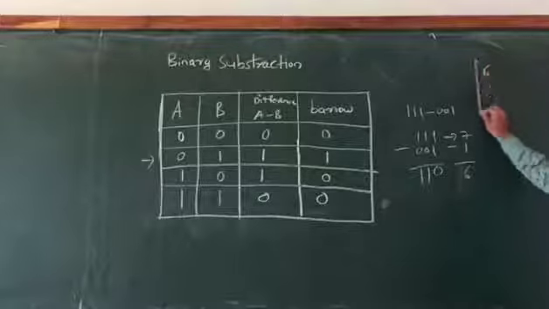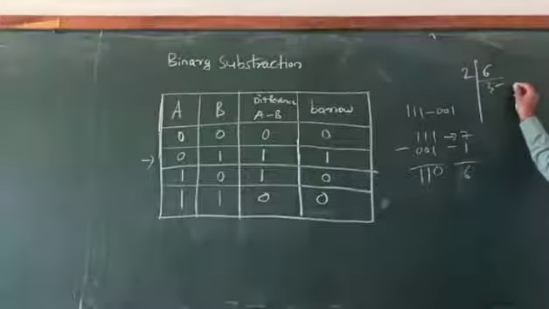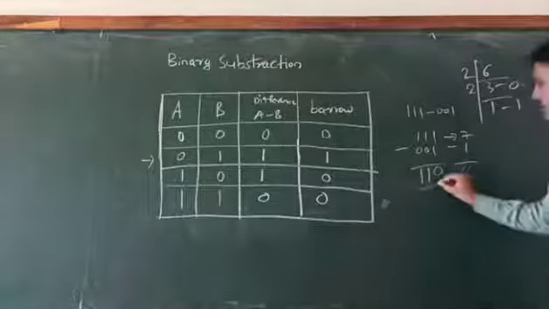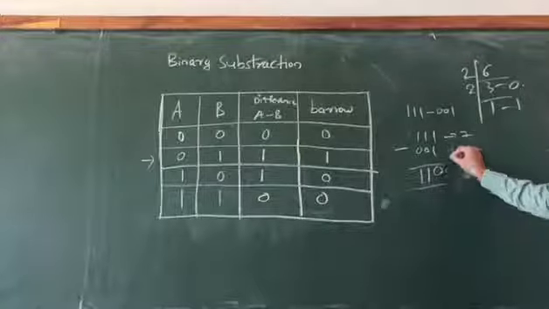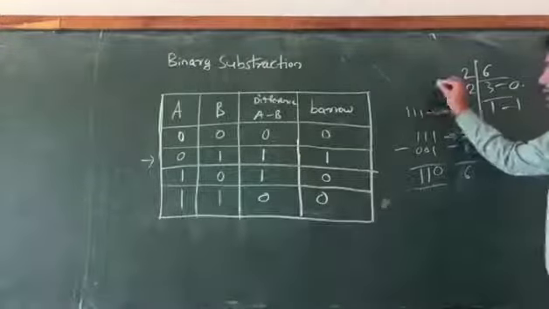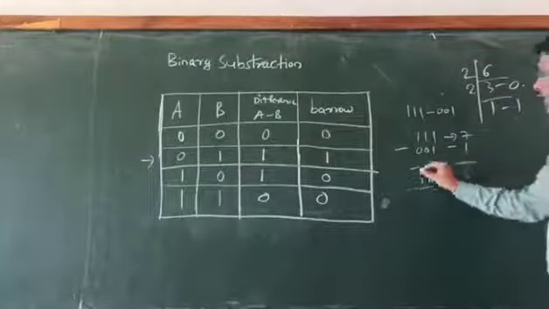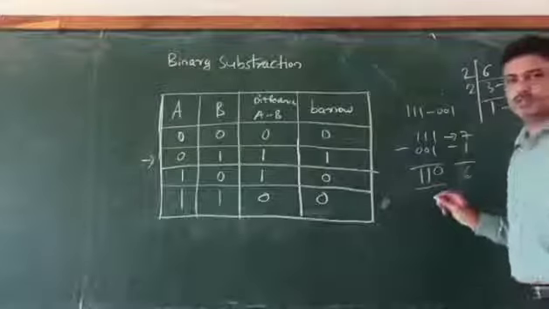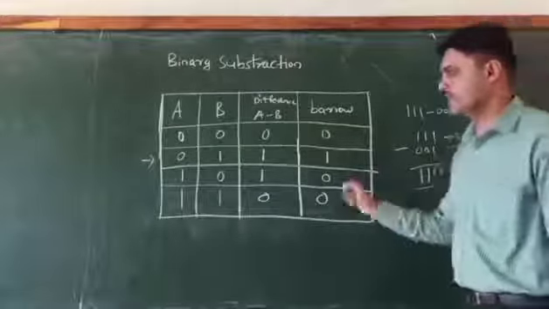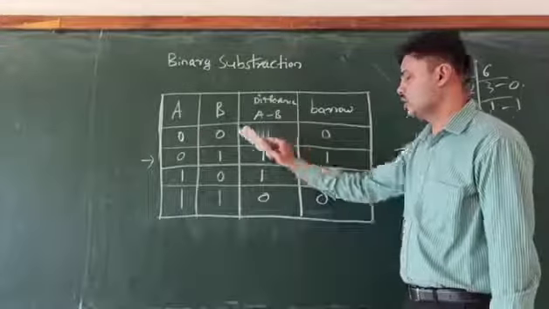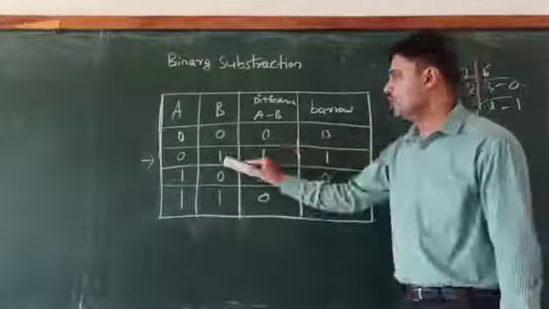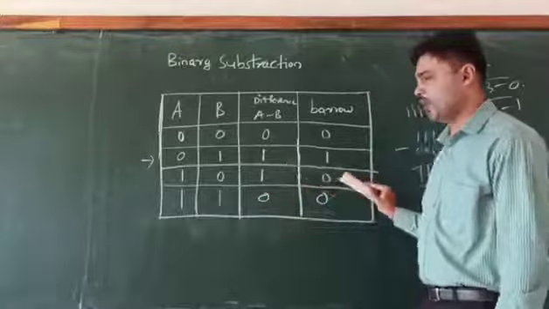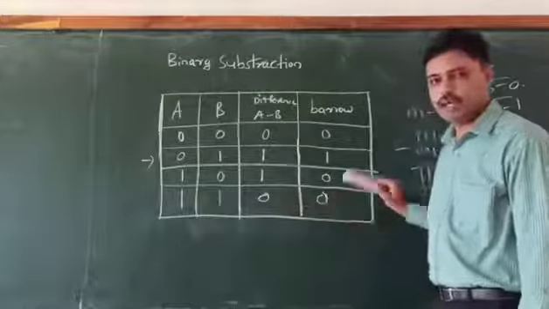You can cross check here. 6: 2 threes are 6, 0, 2 ones are 2, 1. Answer will be 110. Answer is 110 here. Okay? You can cross check your answer by converting the given binary numbers to decimal numbers, or convert the final answer to a decimal number, or convert a decimal number to binary. This will be the answer. Okay? These are the rules. 0 minus 0 is 0, borrow 0. 0 minus 1 is 1, borrow 1. 1 minus 0 is 1, borrow 0. 1 minus 1 is 0, borrow 0 here.